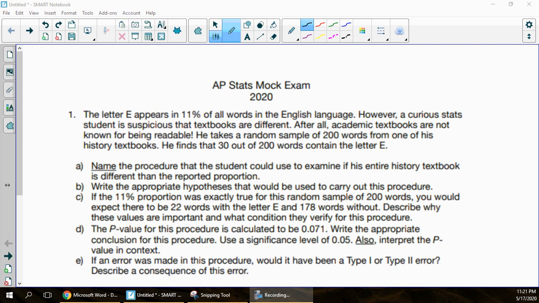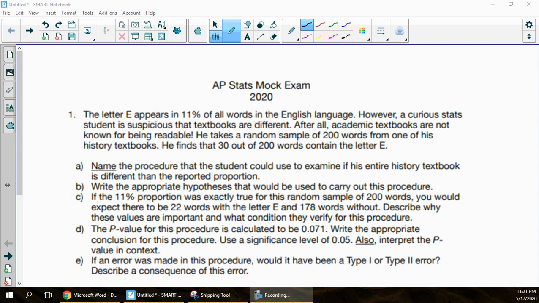Here is another unofficial mock exam that gives you some good questions, some good thoughts, and I'll give you my interpretation of the solutions. We don't know how they'll be graded, but we'll give you some ideas on that as well. This one says the letter E appears in 11% of all words in English, but textbooks might be different. So this guy took a sample of 200 words from a history book and found that 30 out of the 200 contain the letter E.